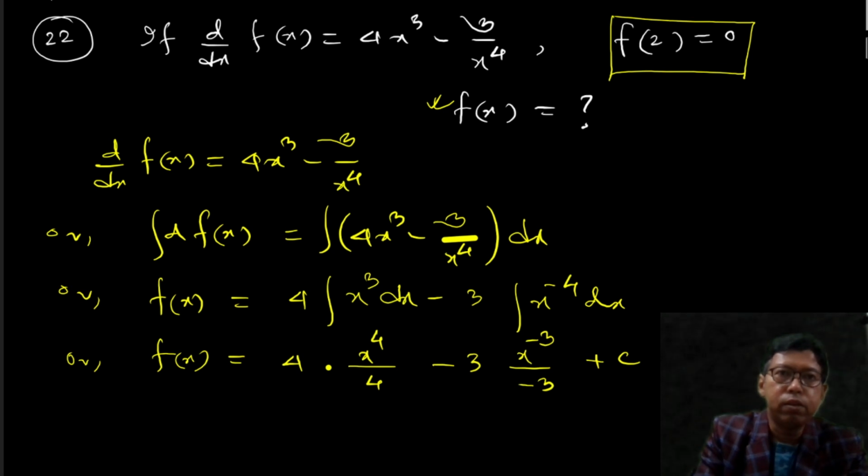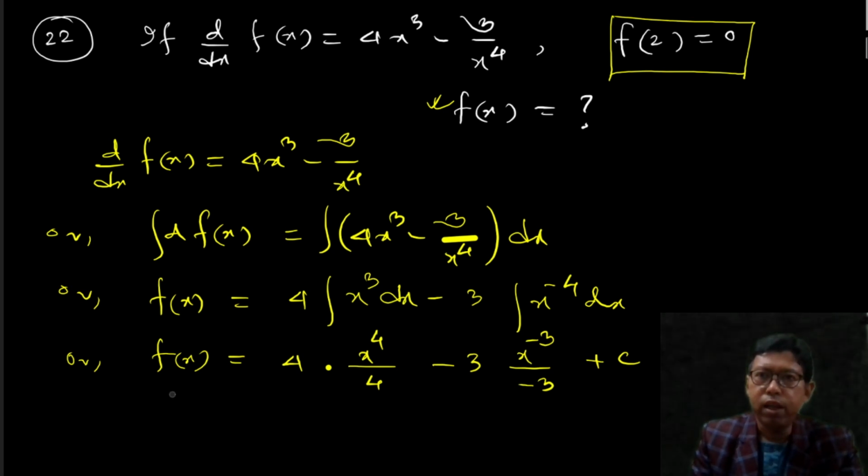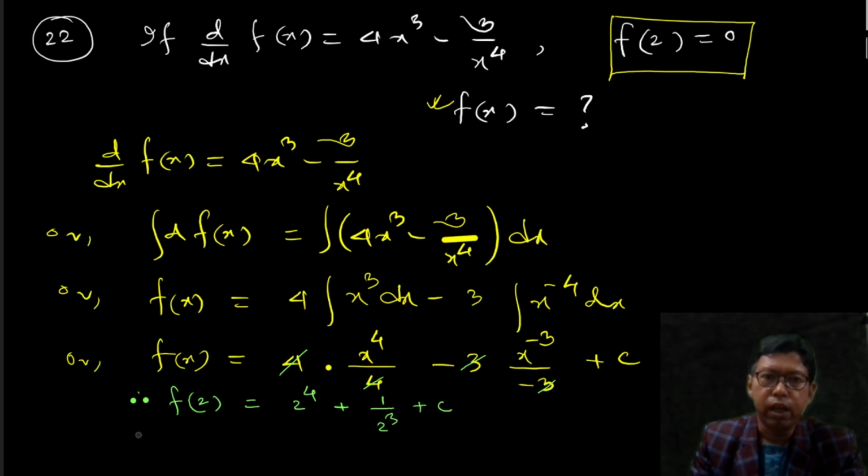So what shall I do now? I shall put in place of x as 2. Then it will be f of 2. f of 2 is equal to, here 4 is cancelled, 2 to the power 4, and 3 is also cancelled here, so plus 1 upon x to the power 3, means 2 to the power 3, and the constant is c here. And what is given? f of 2 is given as 0. So 2 to the power 4 means your 16, plus 1 upon 8, plus c.